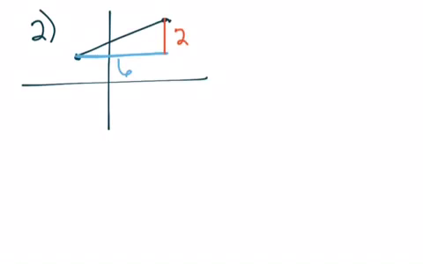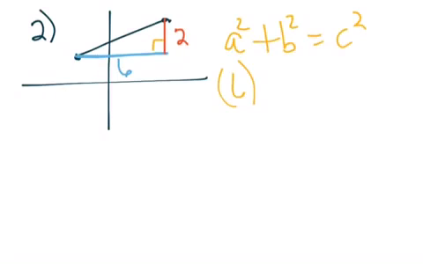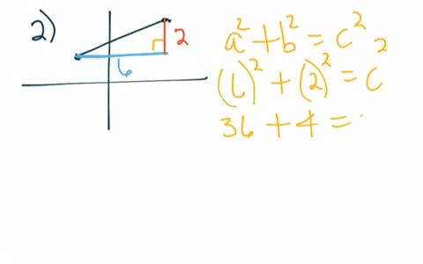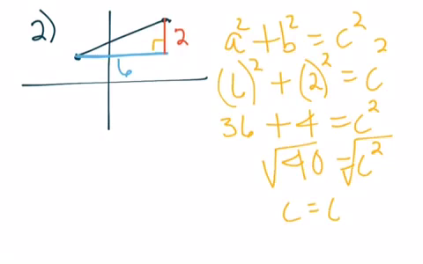And now we're ready to do the Pythagorean theorem. A squared plus b squared equals c squared. So you have 6 squared plus 2 squared equals c squared. So 36, 2 squared is 4. 36 plus 4 is 40. And to undo a square, we have to do the square root. So the square root is 6.3 when rounded to the nearest tenth.